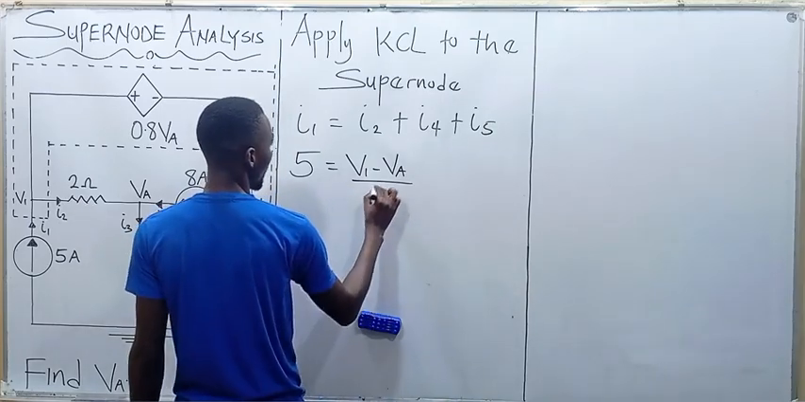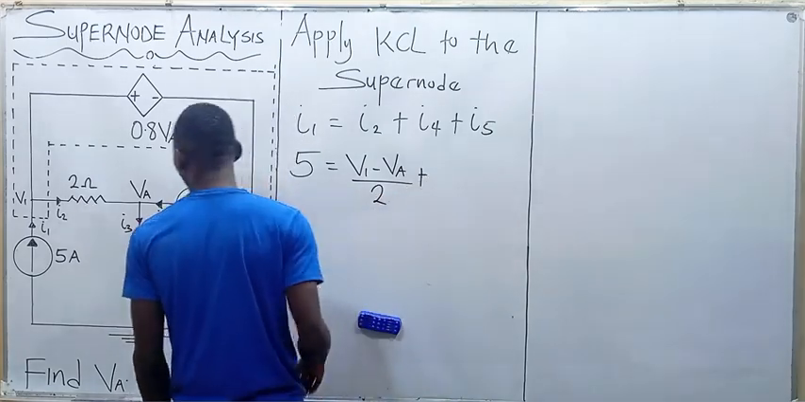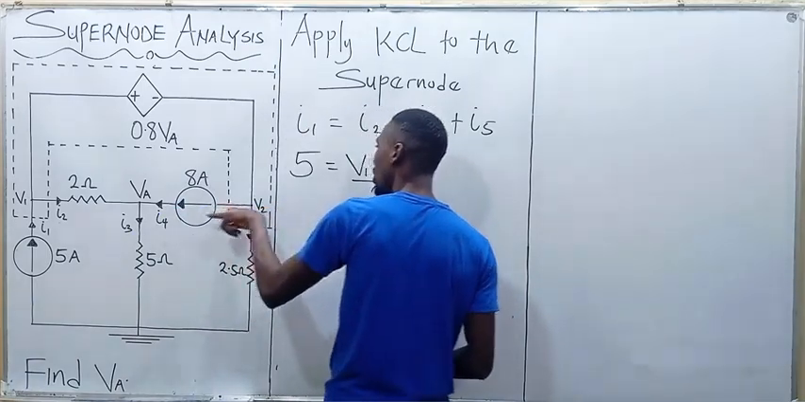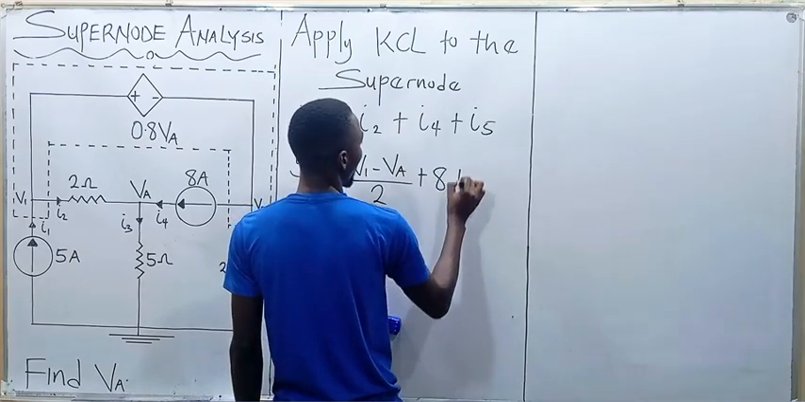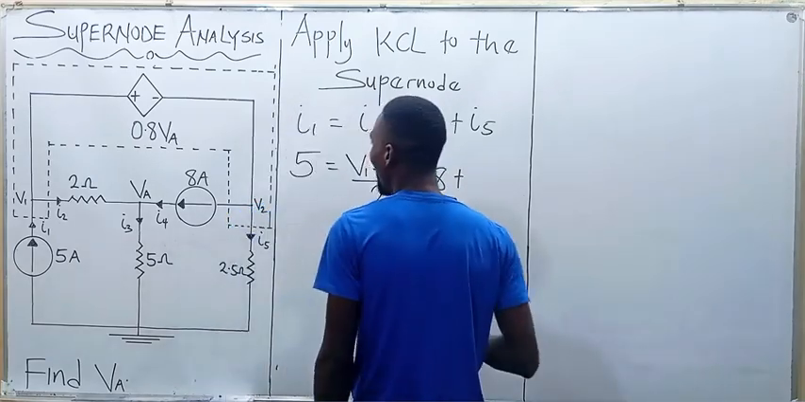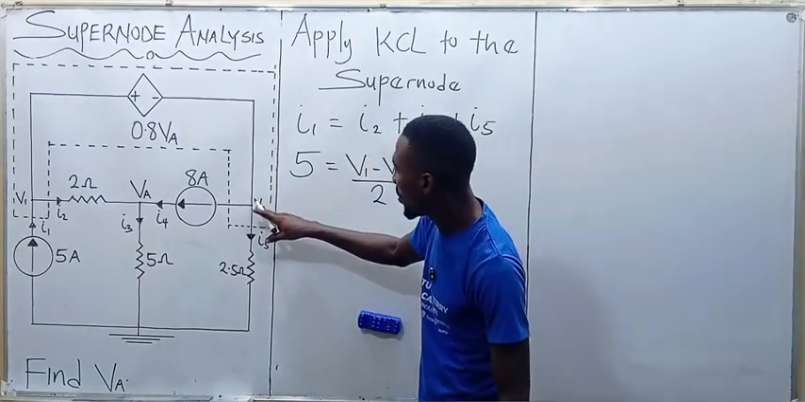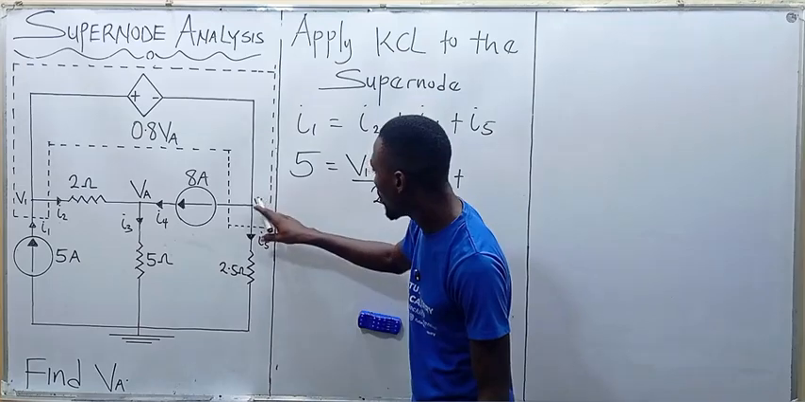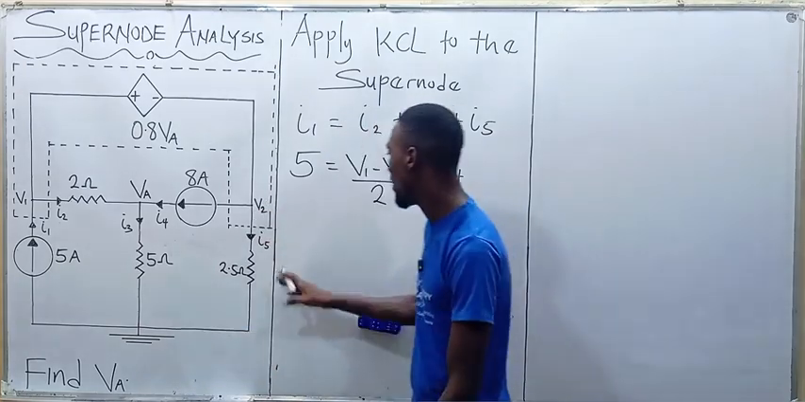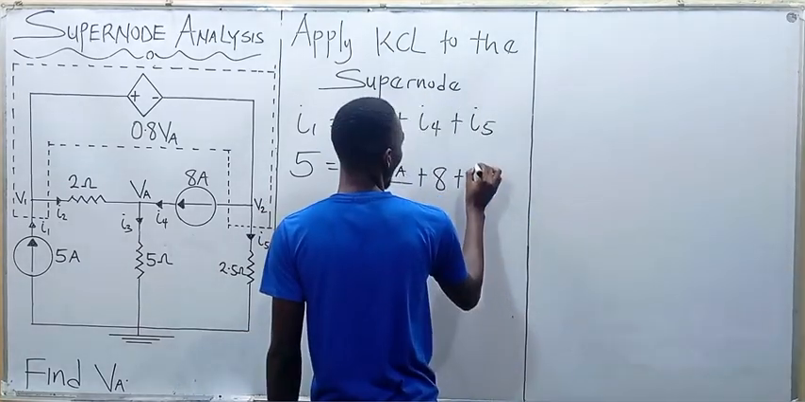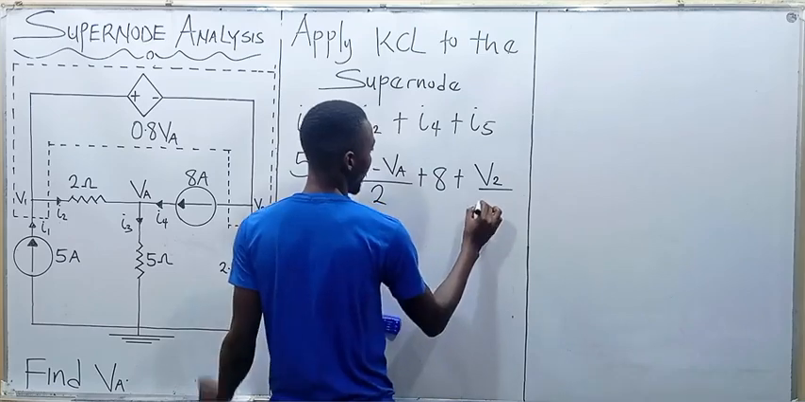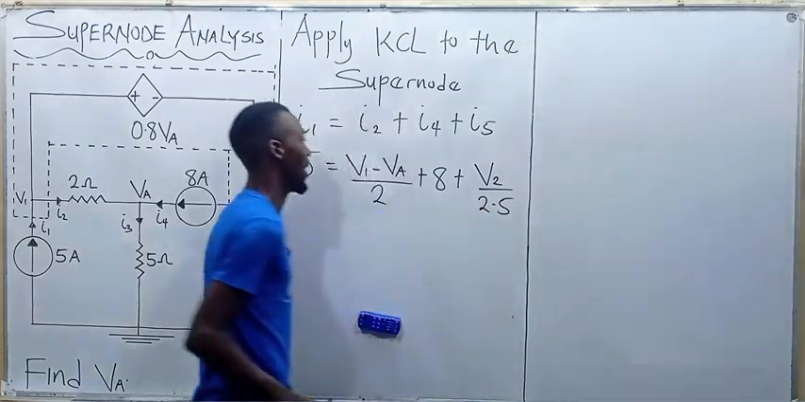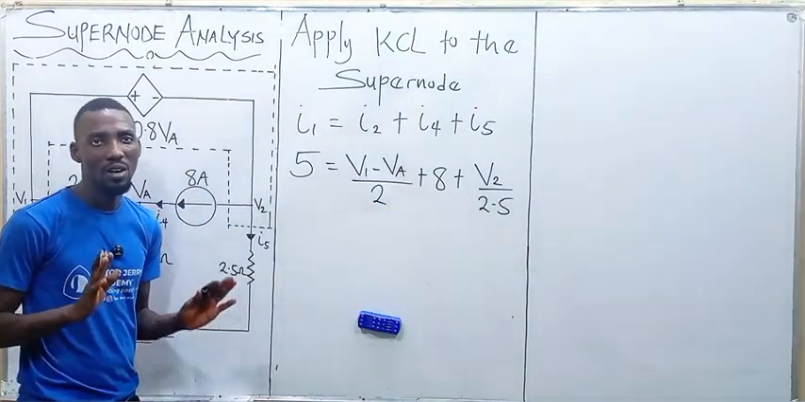All over the resistor there, which is 2, plus I4. Our I4 is going in the same direction as what? As 8 ampere. So it's going to be 8 plus our I5. Our I5 is between this part and this part, right? So it's going to be V2 minus 0, which is grounded. So it's going to be V2 divided by what? Divided by 2.5. All right. I hope this is well understood.